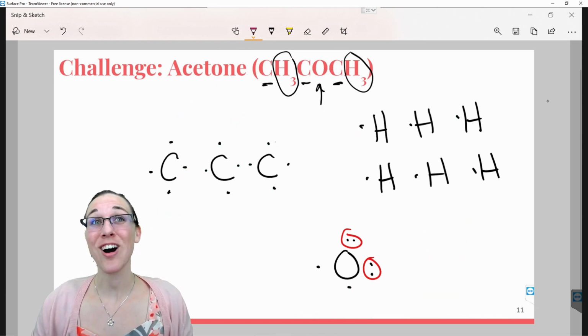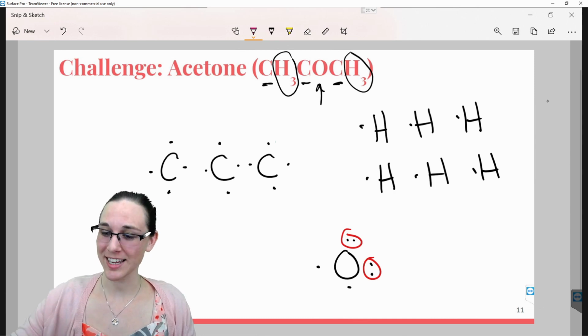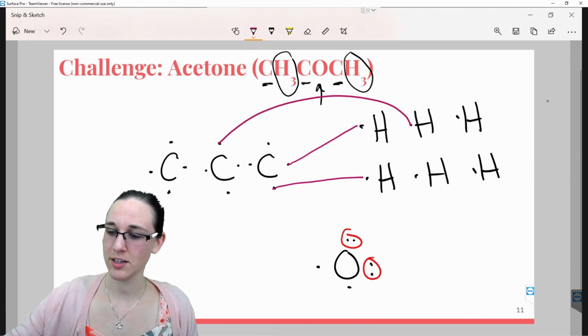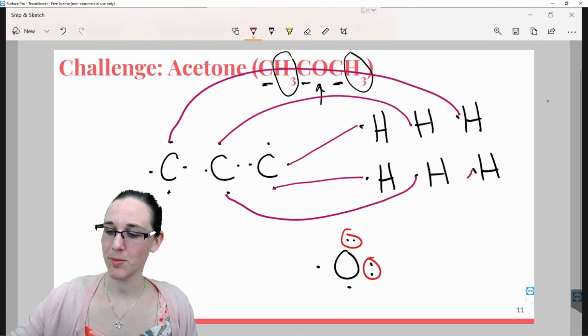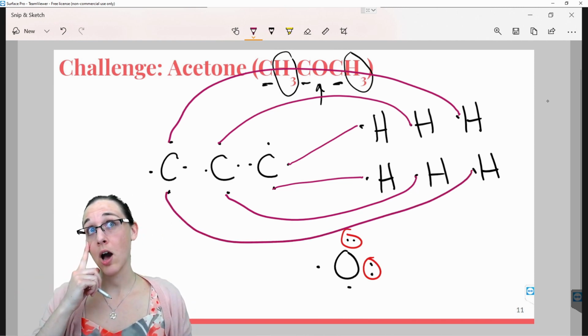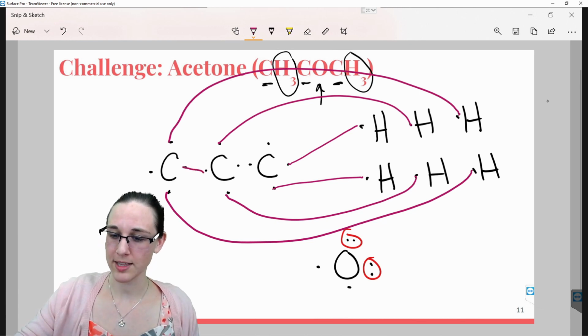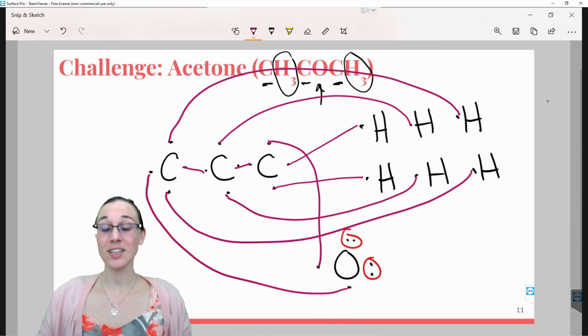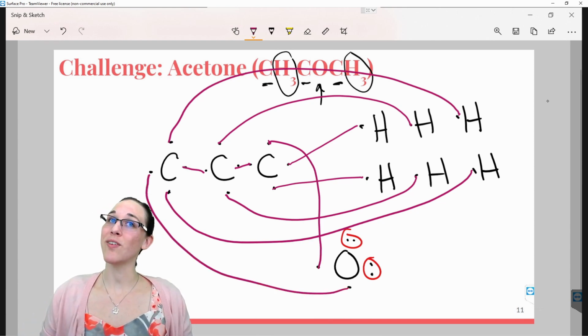We need to connect all of these together. Let's try connecting carbon, hydrogen, carbon, hydrogen. Maybe carbon, hydrogen, carbon, hydrogen. Now, if we connect that one to that one, that one to that one, could we do this? Well, that certainly uses them all up. Let's see what the final product would look like if we do it that way.